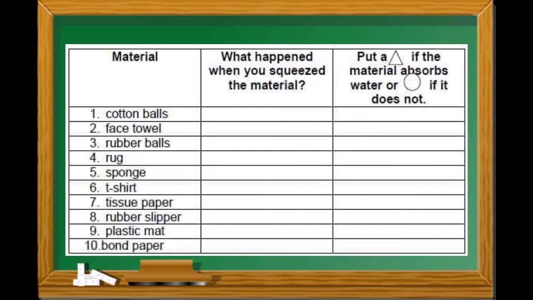Before we proceed to our experiment, we are going to accomplish this table later. On the second row, you are going to write what happened when you squeeze the material. On the third row, you are going to put a triangle if the material absorbs water or a circle if it doesn't absorb water.